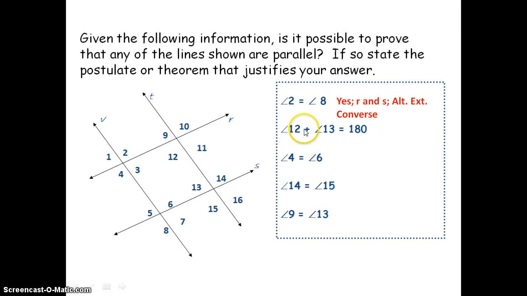Now I'm looking at angles 12 and 13, and I tell you that they add up to 180. So that means they're supplementary. They're on the same side of the transversal T, and they're between the lines R and S. Since these are consecutive interior and they are supplementary, I can say that lines R and S are parallel using the consecutive interior angle converse.